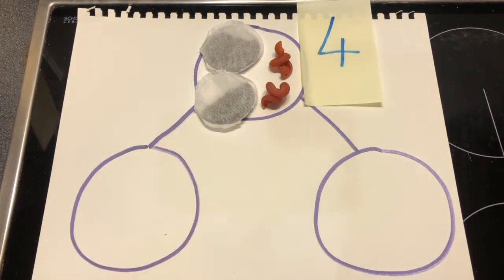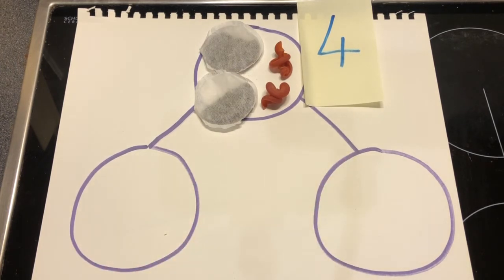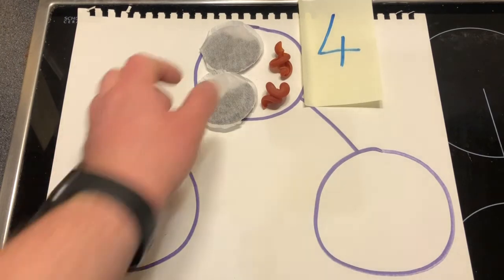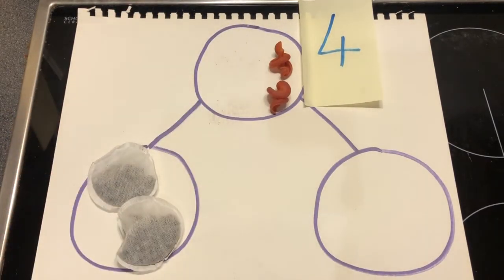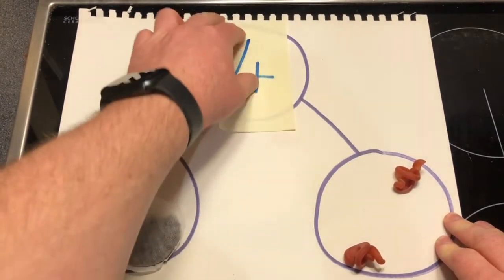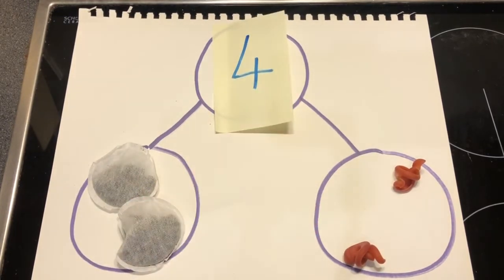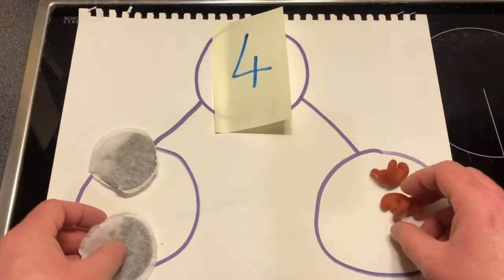Now how can I sort these? Show me with your items that you're counting how many could I put in this part? How many could I put in that part? How could I sort them? I could put 2 in this part and 2 in that part. So if you've not done it yet, put 4 at the top and then split your objects into two parts.